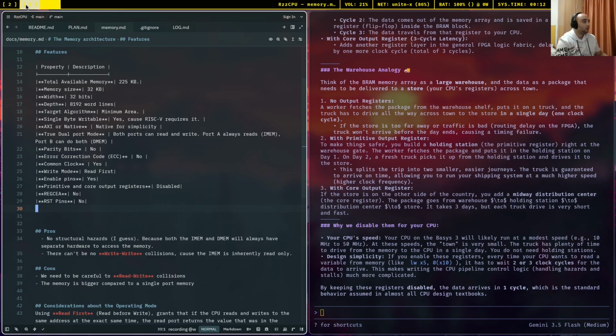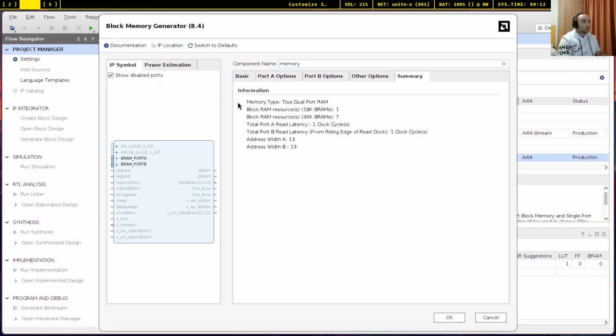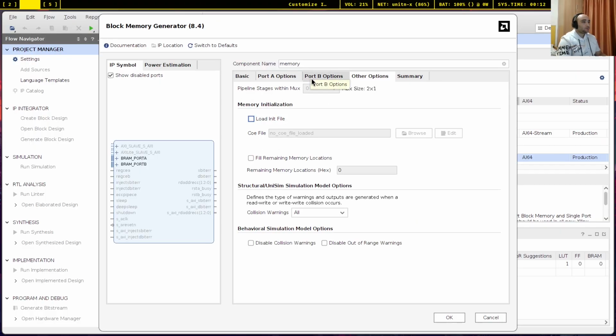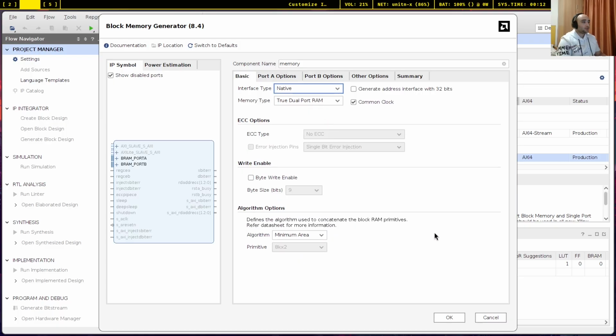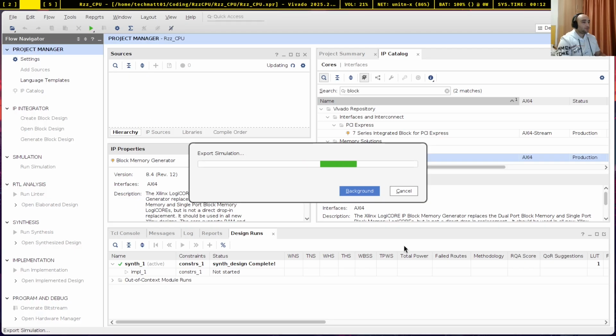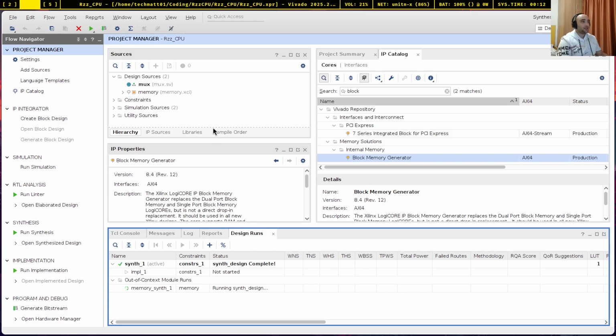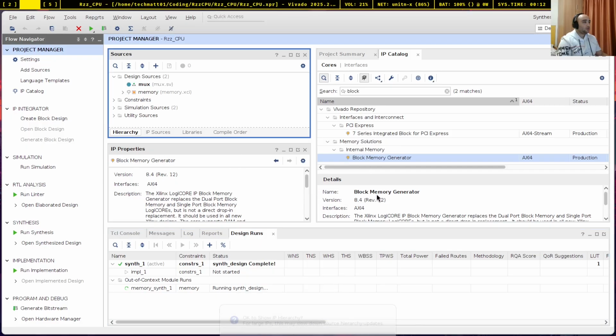Okay, yeah, we don't need that. Great. So at this point, we can generate it. Yes. Yes. Yes. So let's go. Let's run it on 2 jobs because the other one would cook my laptop. And let's go. So here now it's generating the design, which is called memory.